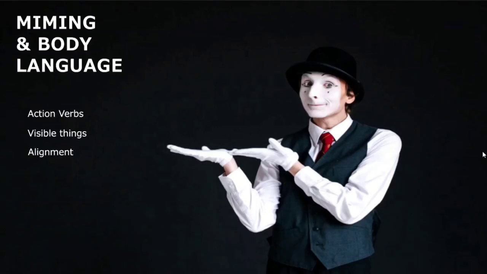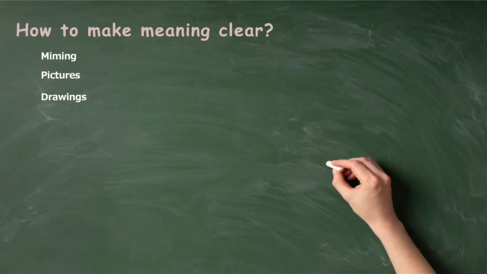When you mime, you act out words without speaking. Your body language and facial expressions really matter. You can mime for action verbs and visible things. You can also use props to make your message more clear. It can be fun and memorable. Before miming in class, practice in front of a mirror to make sure your movements are aligned with the meaning you're trying to convey.